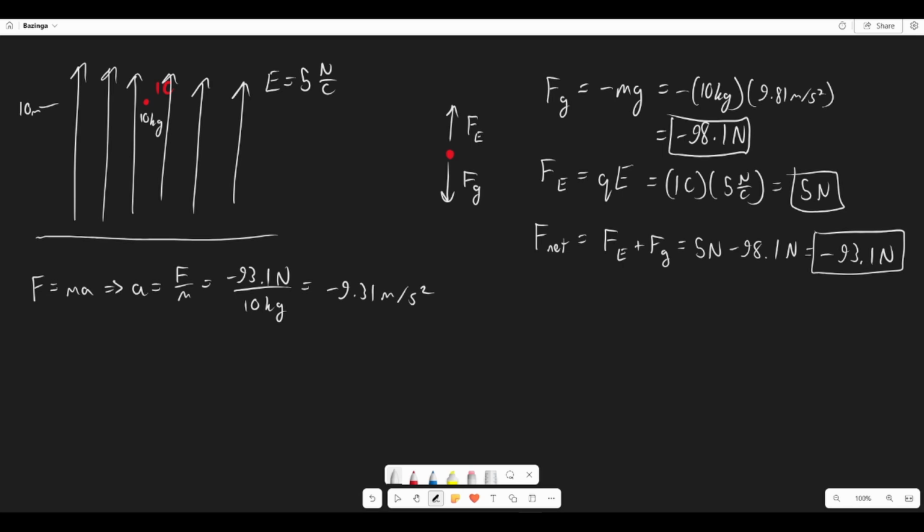Now we can use the equations of motion to determine how long it will take for this particle to fall to the ground. We know that the position after some time t is determined by the initial position plus the velocity initially times t plus the acceleration times t squared by 2. We can plug in the final position as 0, the initial one as 10 meters, the velocity is 0, and the acceleration as negative 9.31 meters per second squared.